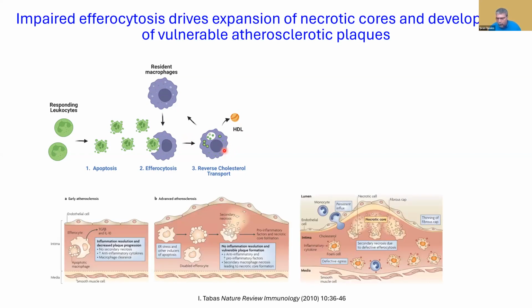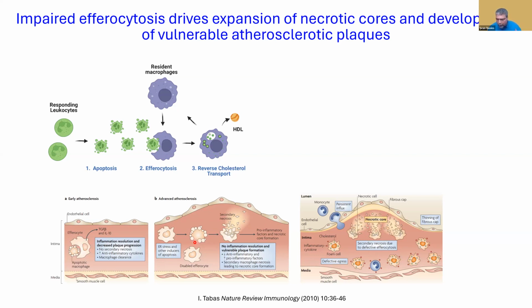Now, in a healthy person, this happens. Maybe you get a little oxidized LDL and you have a little inflammation, and the leukocytes come in, they become apoptotic, but you clear them. And so you do the efferocytosis, you release the factors that help with resolution of inflammation, and so you just go back to having healthy tissue.